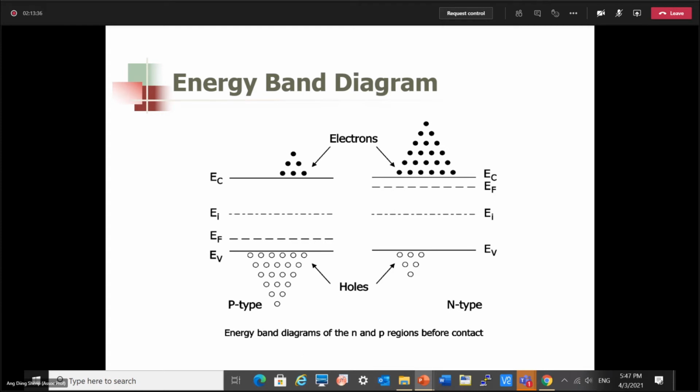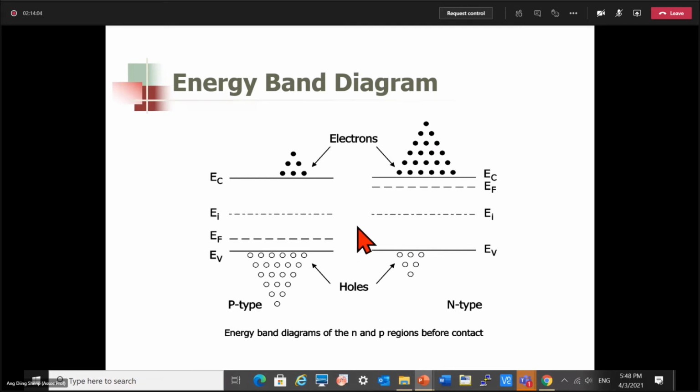Okay, so the focus of the next discussion is on how we can evaluate or calculate VBI, the built-in potential. Now, to do that, we turn to the energy band diagram. Something which you know already from part 1, but in part 1 you drew the band diagram of either an N or a P separately, right? Now we have a PN junction. So how do we draw the energy band diagram of a PN junction? That will be the question we want to answer.